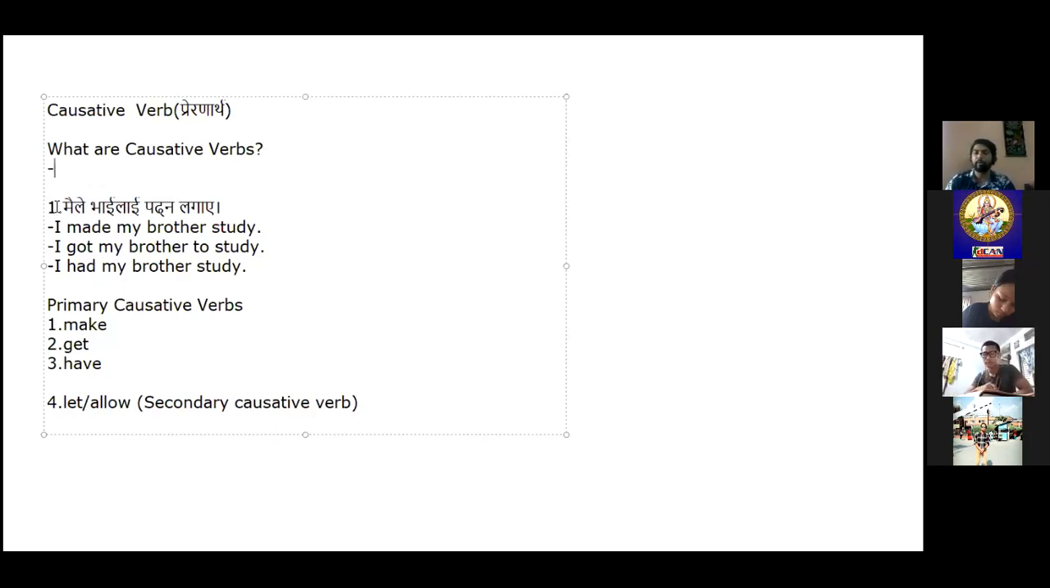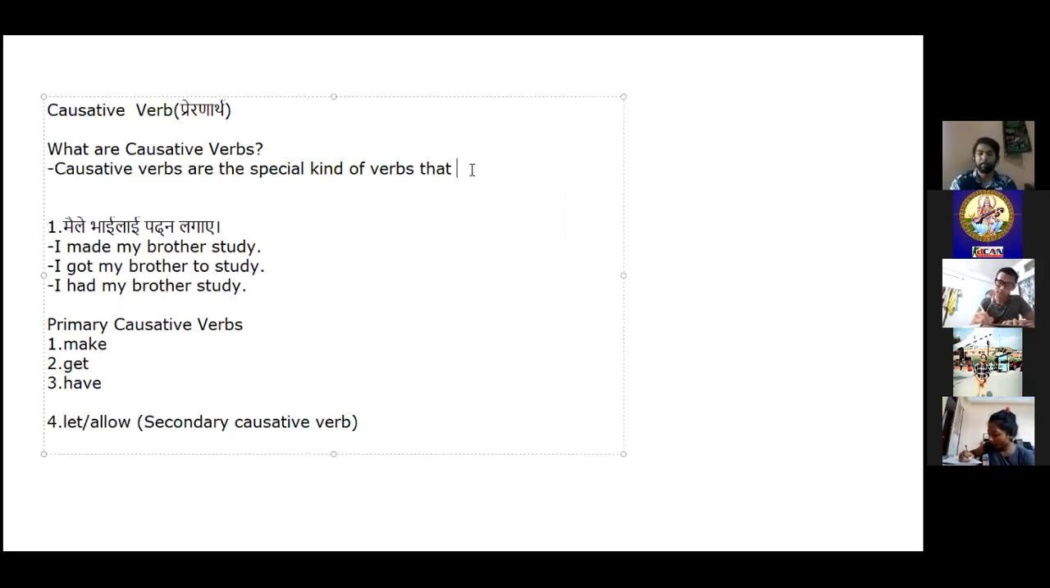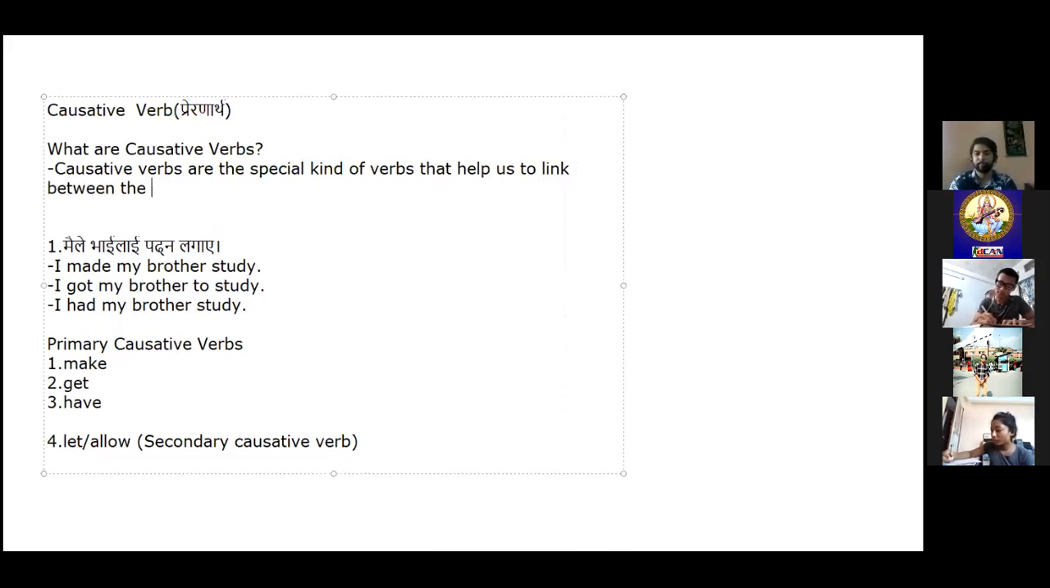So, what conclusion do we come up with from this? Causative verbs are the special kind of verbs that help us to link between the cause and the action that follows. Causative verbs are the special kind of verbs.